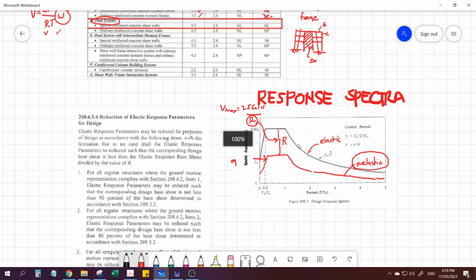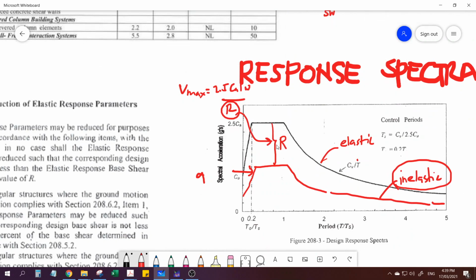So by the way, R value, that is the factor that we use to reduce the base shear. As I always say, this is the elastic response spectra, and by incorporating R, 8.5, we are reducing the base shear that we apply to the structure, from elastic response to inelastic response. So that means you now should expect your structure to behave inelastically because you are using a reduced response spectra by incorporating the R value.